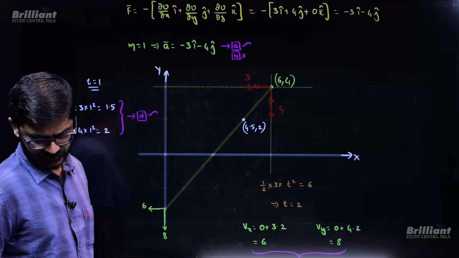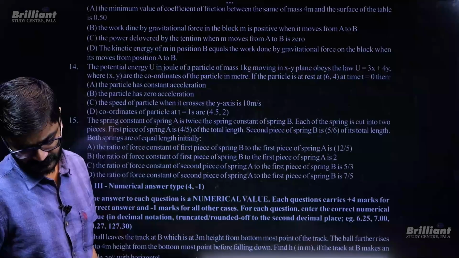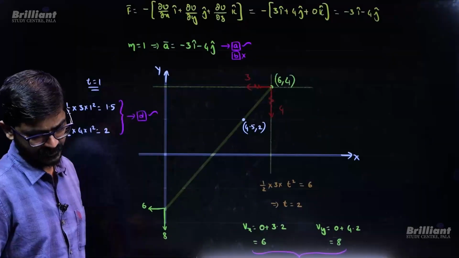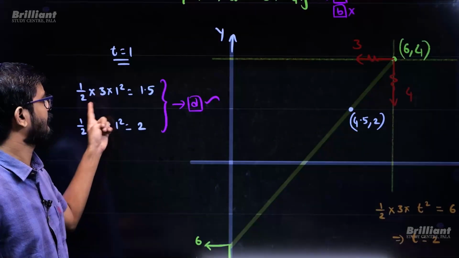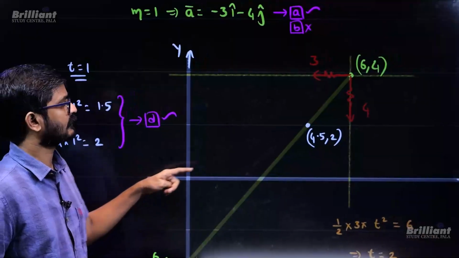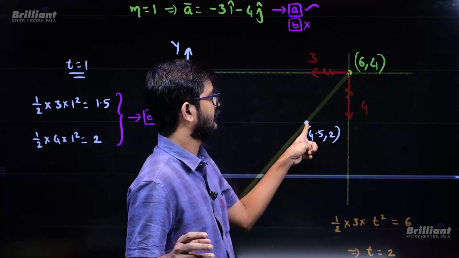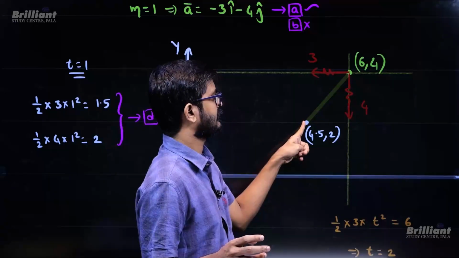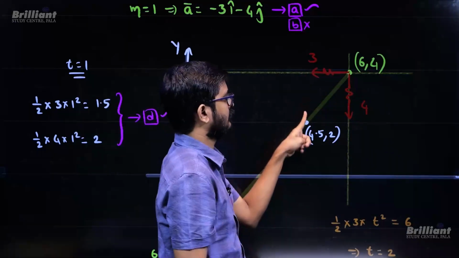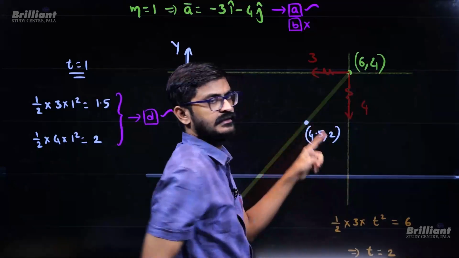Now apart from that they are asking some other question. Coordinates of the particle at t equals 1. So in 1 second how much distance will it travel along the x axis? Half a t square, that is 1.5. Along the y axis half a t square, that is 2. So from here it is traveling 1.5 along the x axis and 2 along the y axis. If it moves 1.5, then its x coordinate will be 4.5. If it moves down by 2, then its y coordinate is going to be 2. That's also correct.